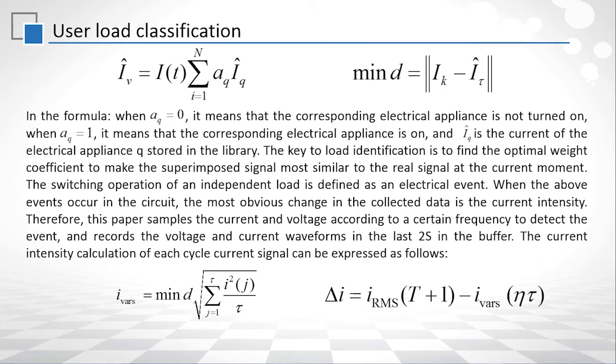This paper samples the current and voltage according to a certain frequency to detect the effect and records the voltage and current waveforms in the last 2 seconds in the buffer. The current intensity calculation of each circle current signal can be expressed as follows.